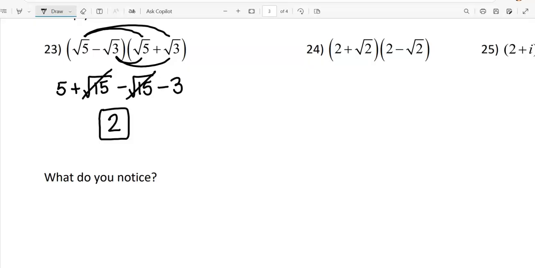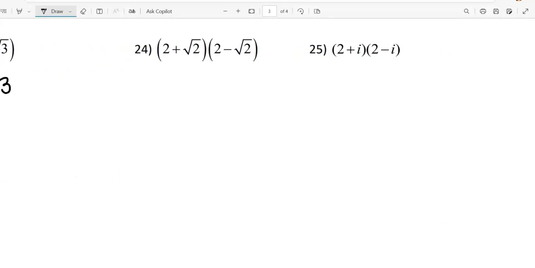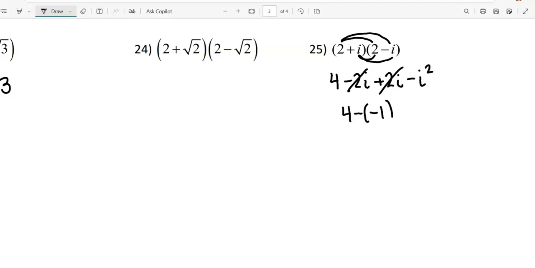We did 24 yesterday, so 25. First times the first, 2 times 2 is? Hopefully you're quiet because you're doing it, 4. 2 times negative i is negative 2i. i times 2 is positive 2i. And then I've got i times negative i, which is negative i squared. You should be able to do this from the last unit. Negative 2i plus 2i makes 0. This is really 4 minus a negative 1, which turns into 4 plus 1, which is 5. Remember, i squared is equal to negative 1.